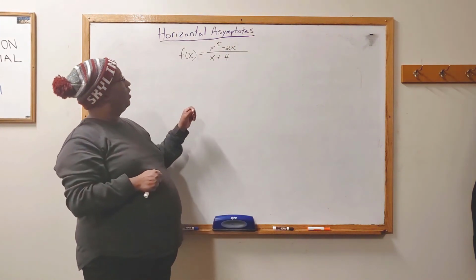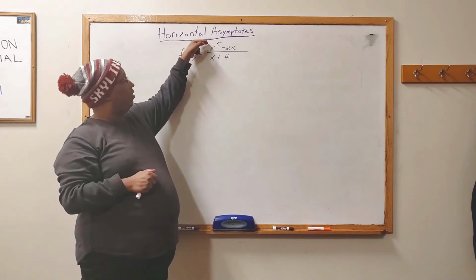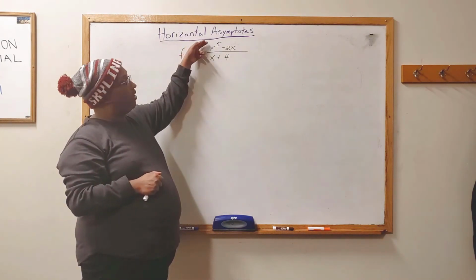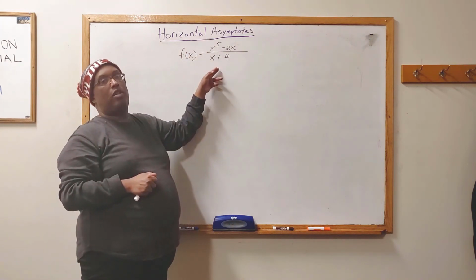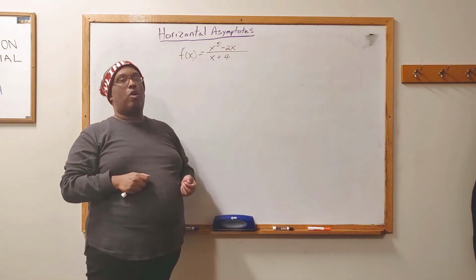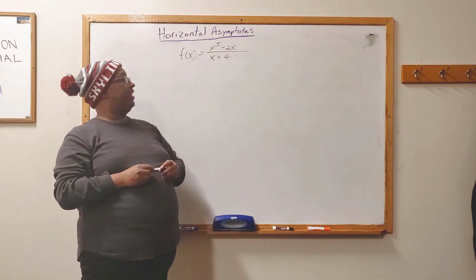Here we are with another example of a rational function, and we're looking for the horizontal asymptote. In this case, the numerator has a degree of 5 and the denominator has a degree of 1. The numerator degree is bigger than the degree in the denominator, and when that's the case, there is no horizontal asymptote. So that's the easiest thing.